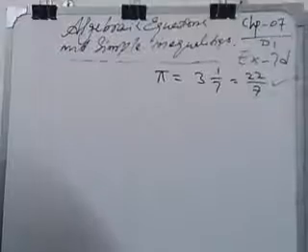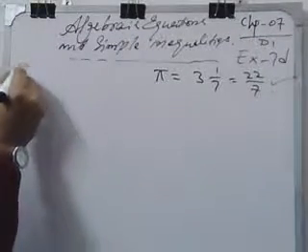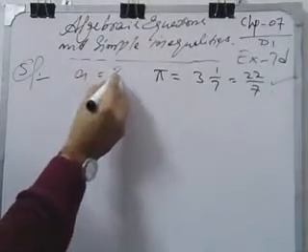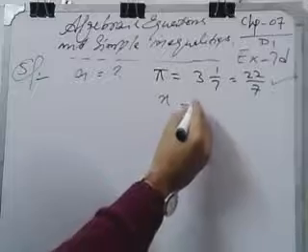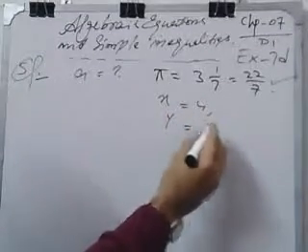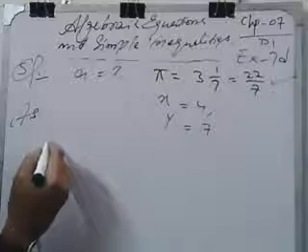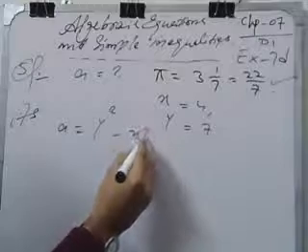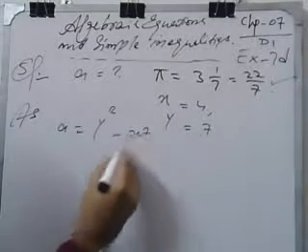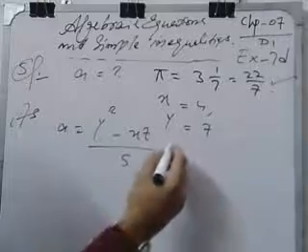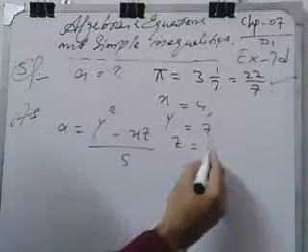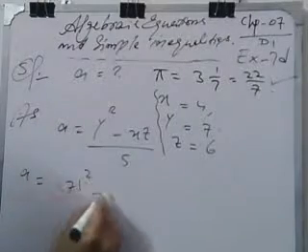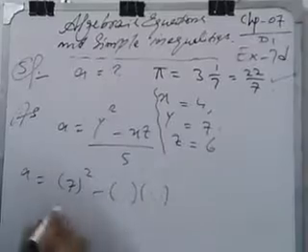Now coming to question number 5. In question number 5, you have been asked to find the value of A if x is equal to 4 and y is equal to 7. As the formula is A is equal to y square minus xz divided by 5. The value of z is given to you, that is 6. So my dear students, all values are given, you only have to put the values here.